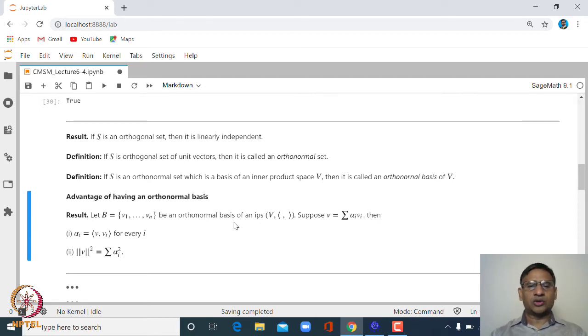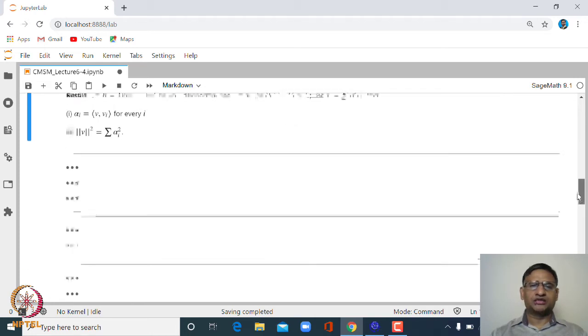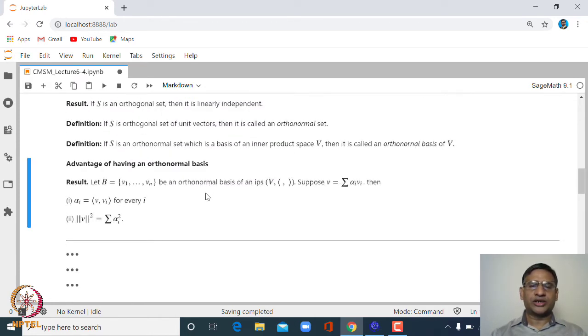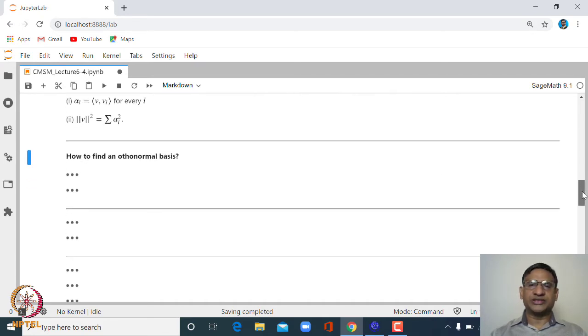In case we have an orthonormal basis, then finding the coordinates of any vector with respect to that basis is quite easy. All you need to do is take the inner product of the vector V with the ith basis vector. So, that is the advantage. This is exactly what we had for the standard basis in Rn. If you have any vector x which is summation xi ei, then xi is nothing but x inner product with ei, right. So, now the question is, how does one find an orthonormal basis?